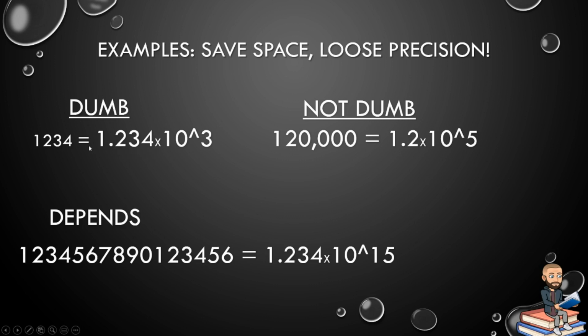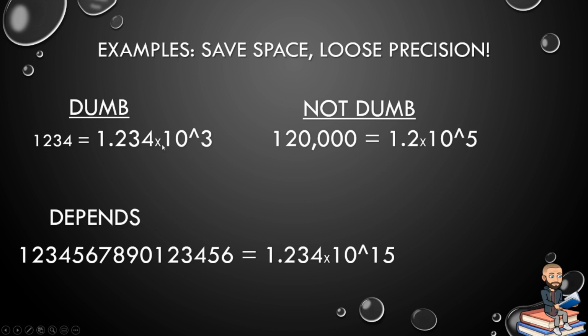So this number is actually the number 1,234, right? But this is kind of dumb. Why do we do this at all? We're supposed to be doing it to save space. So you can make that connection right away with computers, you're going to be saving memory by storing numbers in this way. But a number like this, you'd be wasting your time.